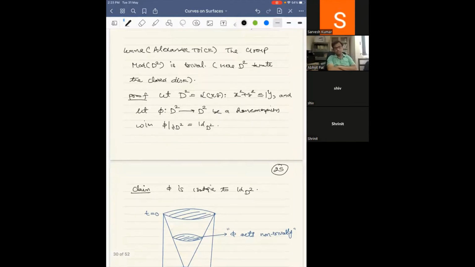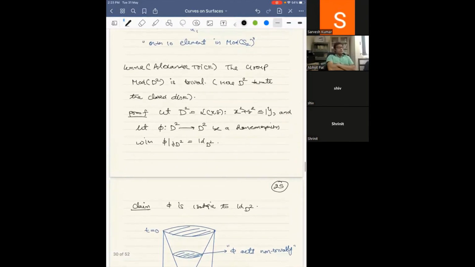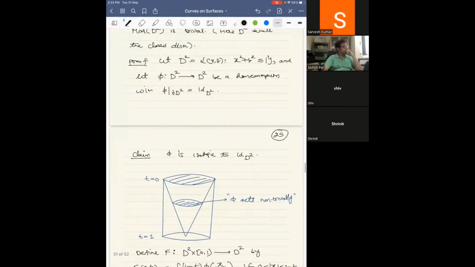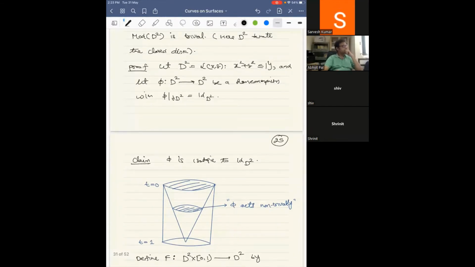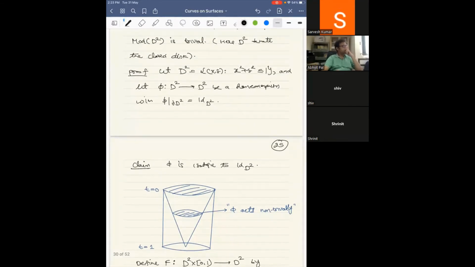Let us identify the closed disk with this set, and you start with any homeomorphism phi, which of course by convention, as we had, should fix the boundary pointwise. So what should your claim be? The claim should be that phi is isotopic to the identity. Let me maybe draw another schematic picture that will help.